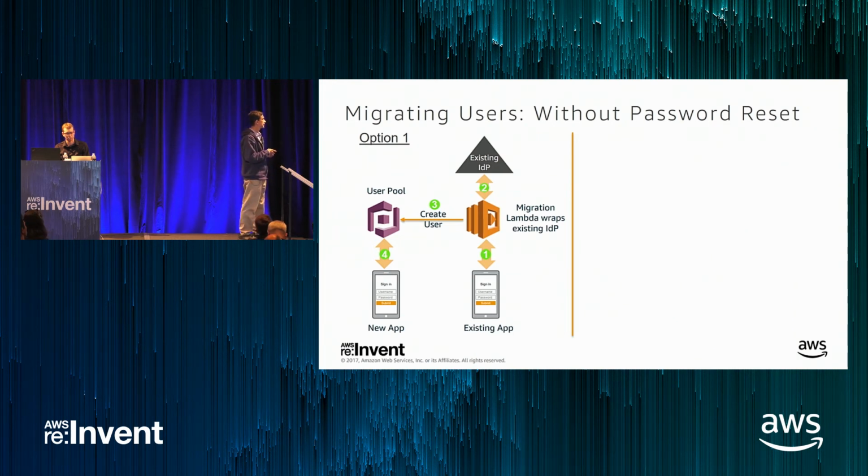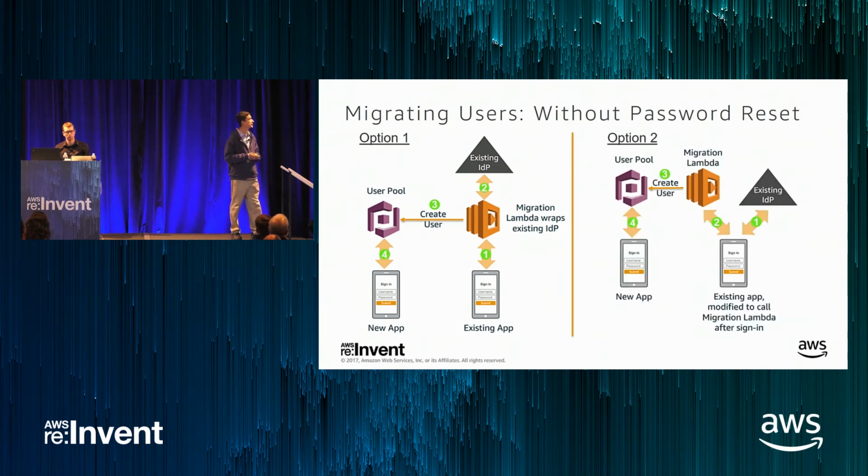In step 3 over here, the Lambda calls Cognito through a backend API and creates the user along with their password, right? And then, of course, the user can start using the new app. You could have a point in time when both apps are being used, and that's perfectly fine. The second option is that if you don't want to modify your backend, you can modify your mobile app or your web app. In the second option, your mobile app is modified. It first logs in using your existing identity provider, and then calls your Lambda.